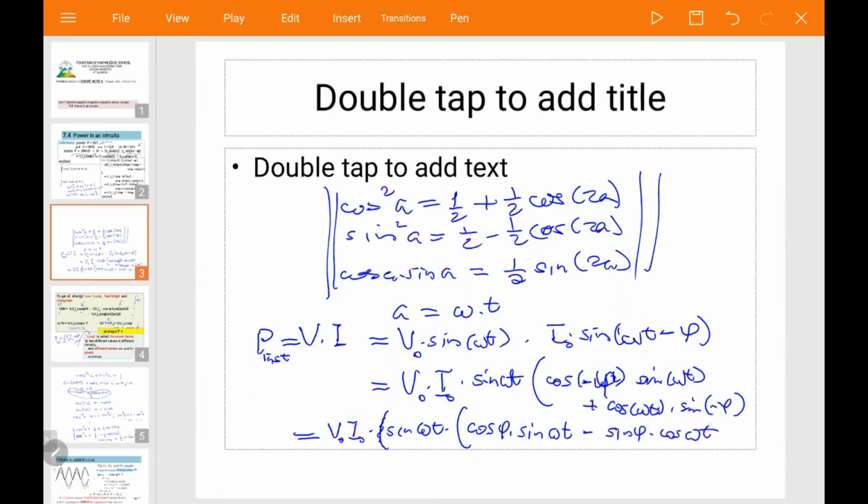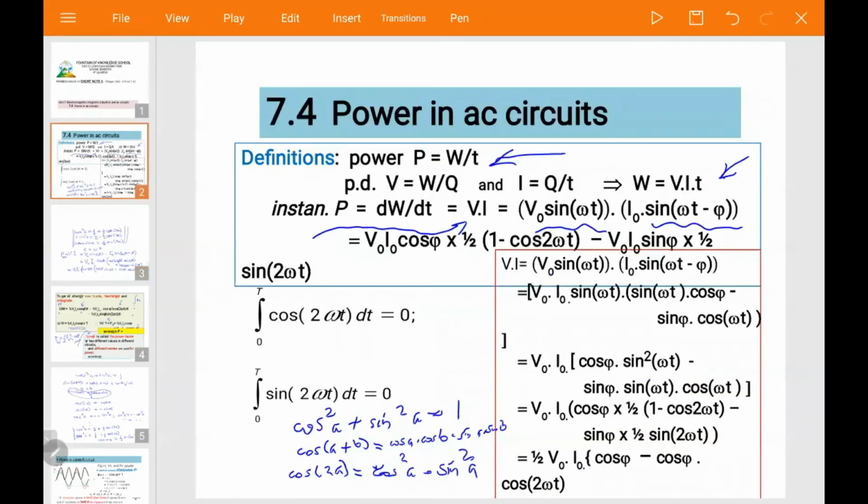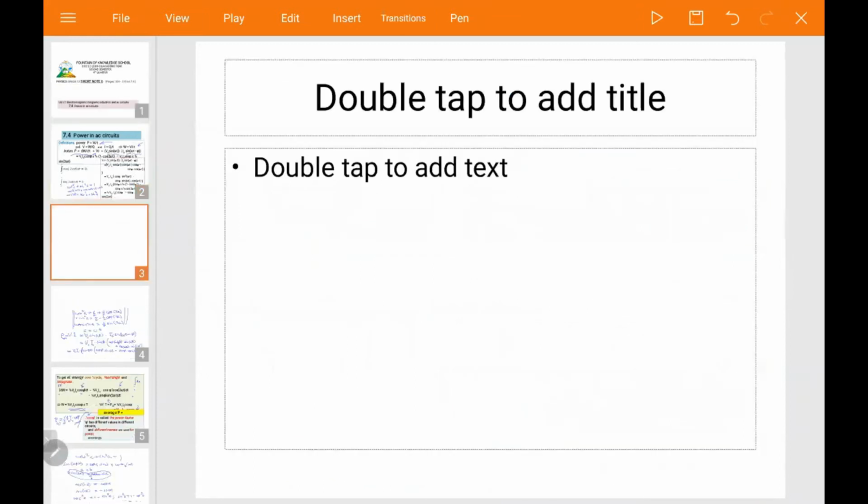So I have three terms here, with sine omega t outside as a factor, and there are the two of them here. Let's expand and have a look at them, and we'll get a general formula for instantaneous power. All right, here I take a new page.